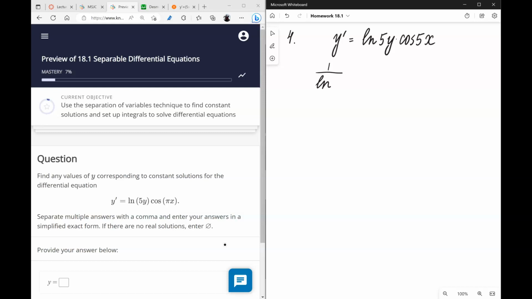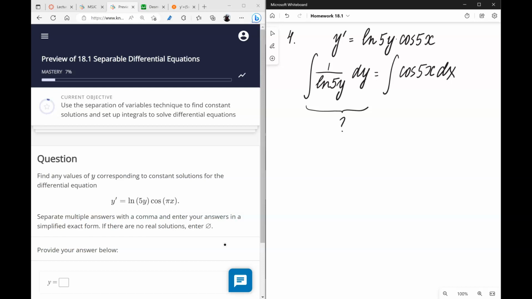So here we need to be careful, I think, because the question doesn't ask us to solve the equation. If you start solving it, you're going to quickly realize that the integral on the left side just cannot be found easily, right? So we would get stuck over here. But let's read the question carefully and try to understand what it's asking. It says, find any values of y corresponding to constant solutions for the differential equation.